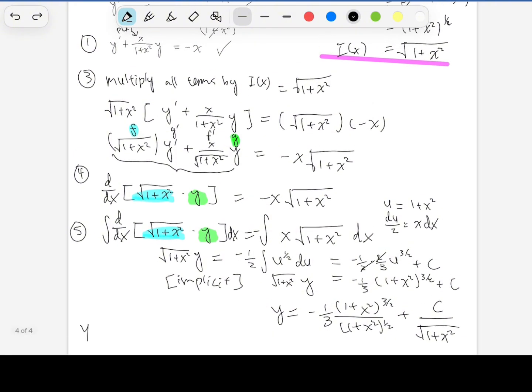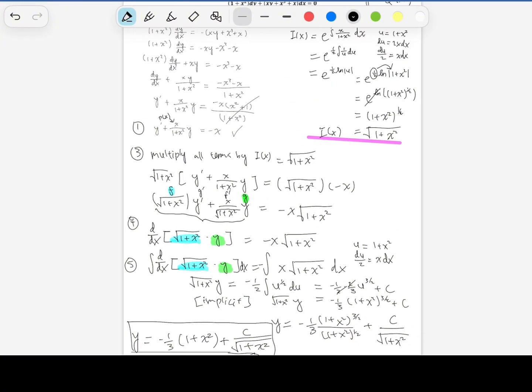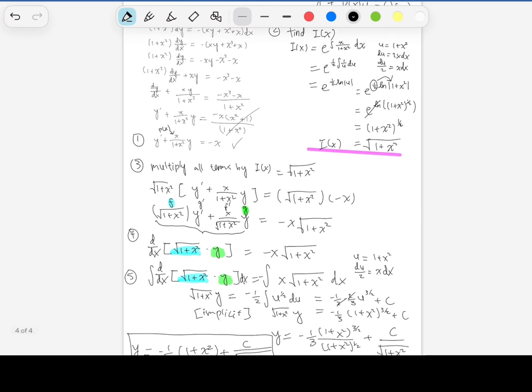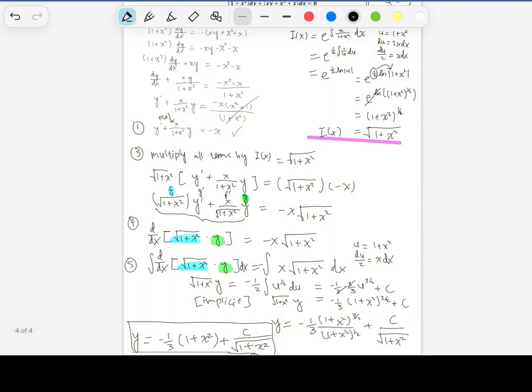So this turns into y equals negative 1/3 times 1 plus x squared, plus c over the square root of 1 plus x squared. This is our final explicit answer. Will it make a box? It did not make a box. That's fine. So that was quite a bit of work for just this one problem. But we're finally done, and that concludes differential equations for Calc 2.